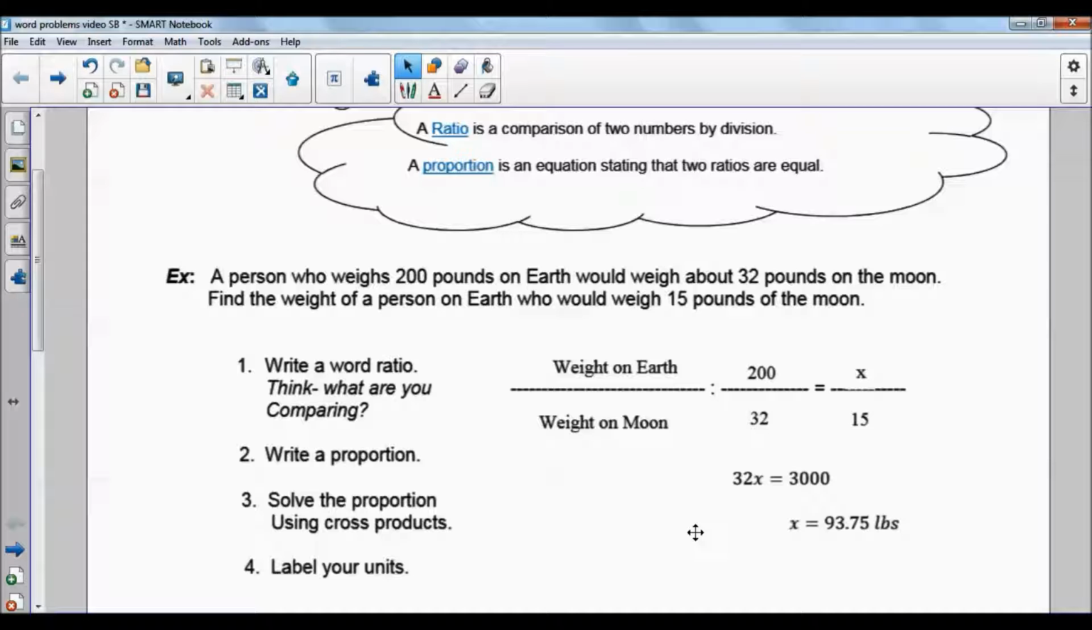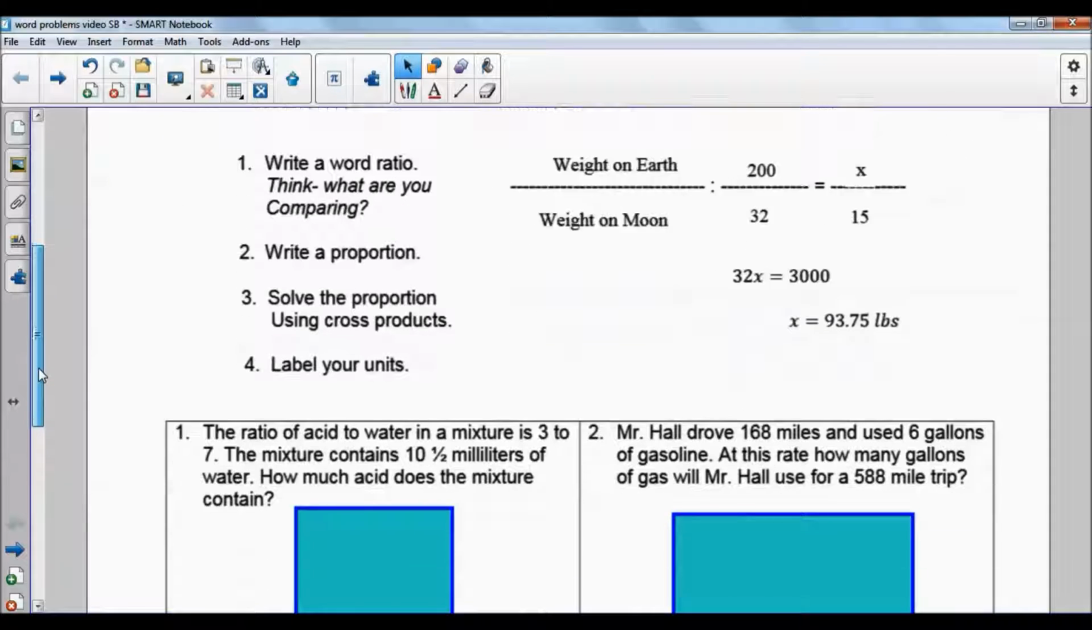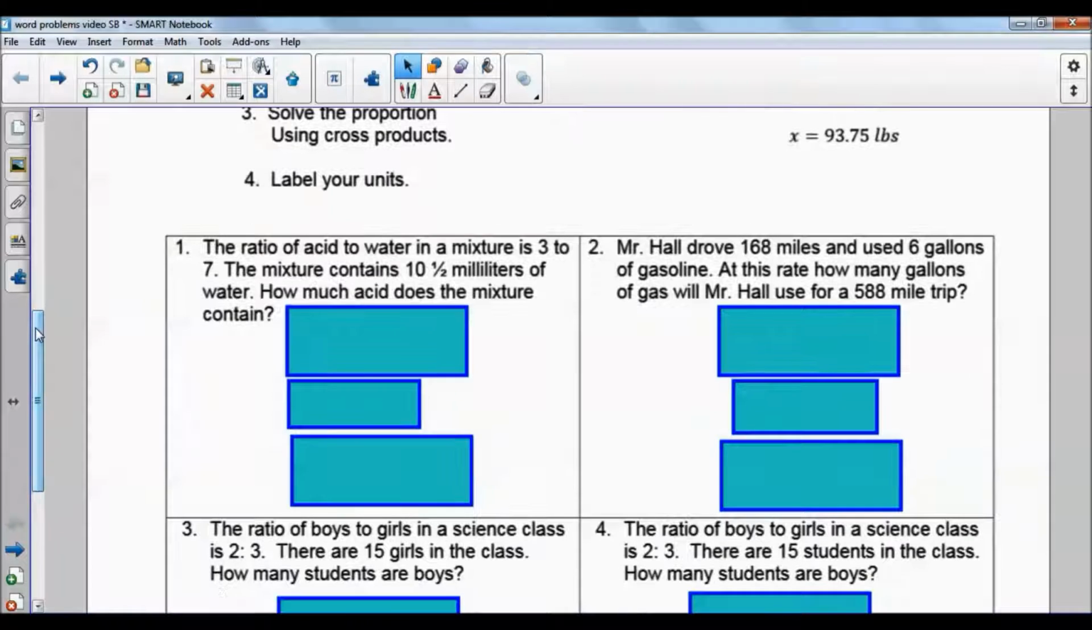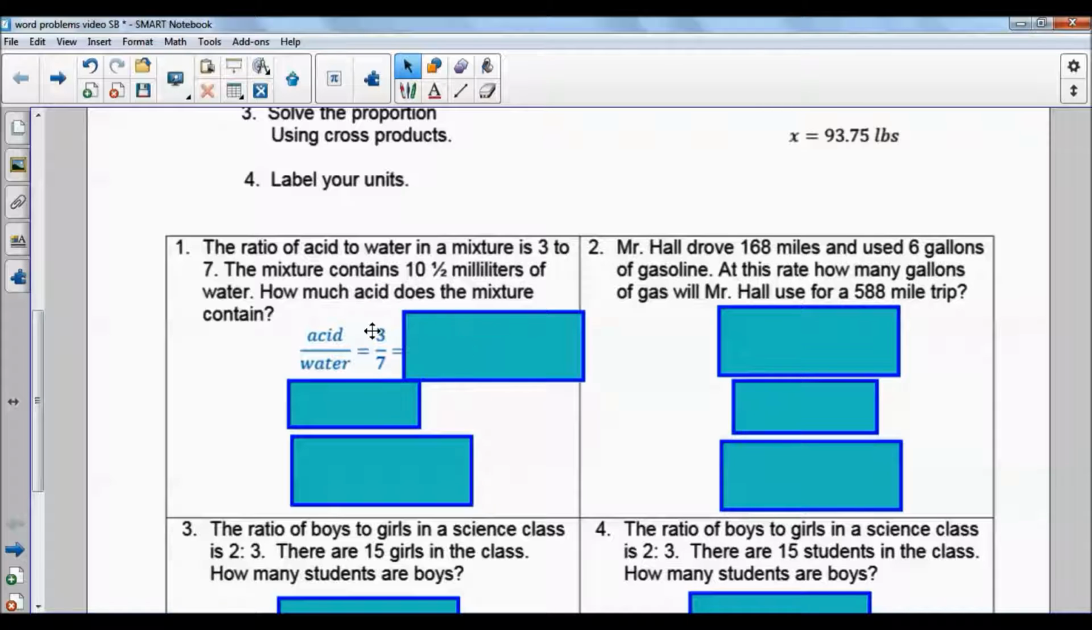Okay, let's do another example. The ratio of acid to water in a mixture is 3:7. The mixture contains 10.5 milliliters of water. How much acid does the mixture contain? Okay. So the first thing we want to do is set up our word ratio for this problem. And so we're comparing the ratio of acid to water. So our word ratio, we're going to look at acid to water. Okay, so, and they tell us straight out, the mixture is 3:7. So our first fraction, 3 for acid, 7 for water.